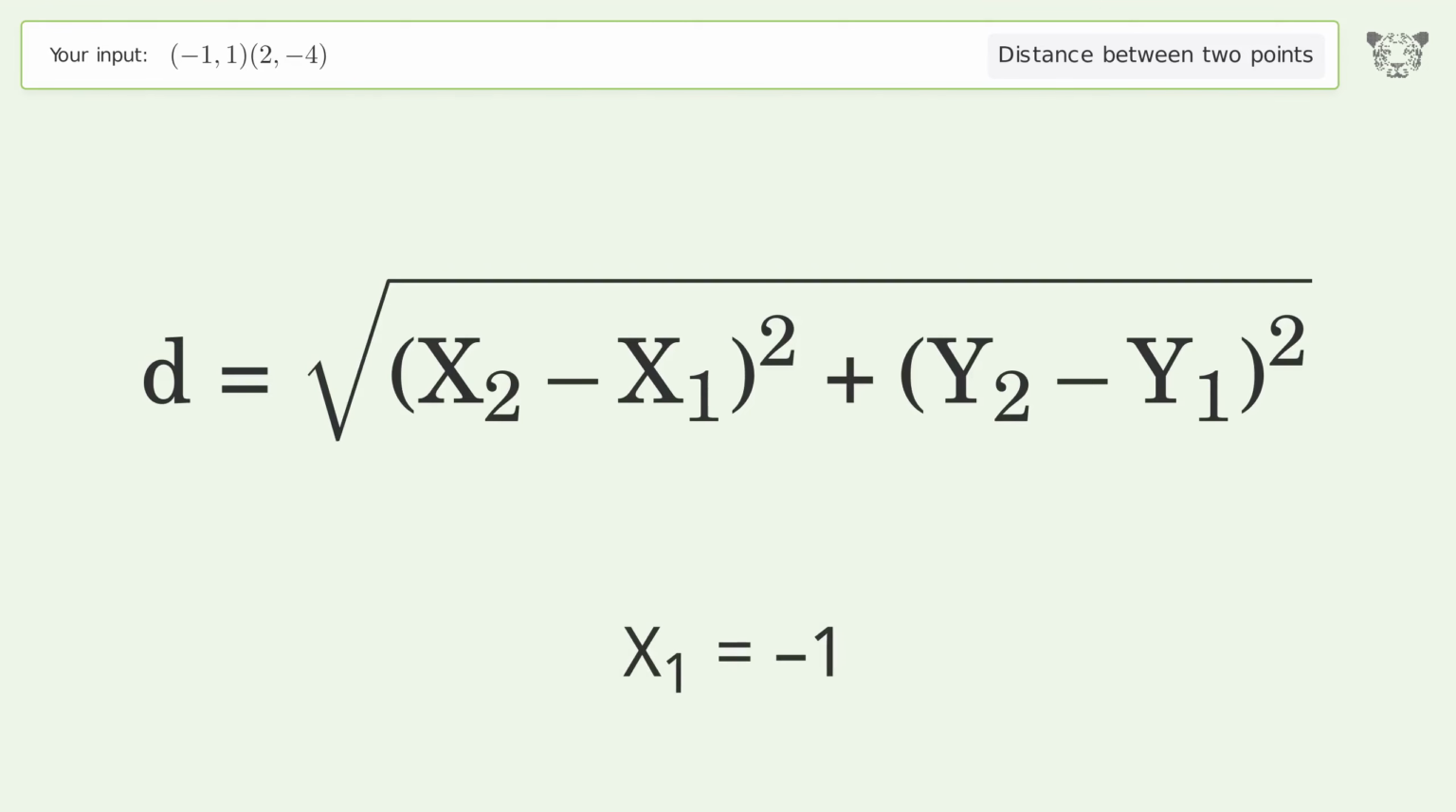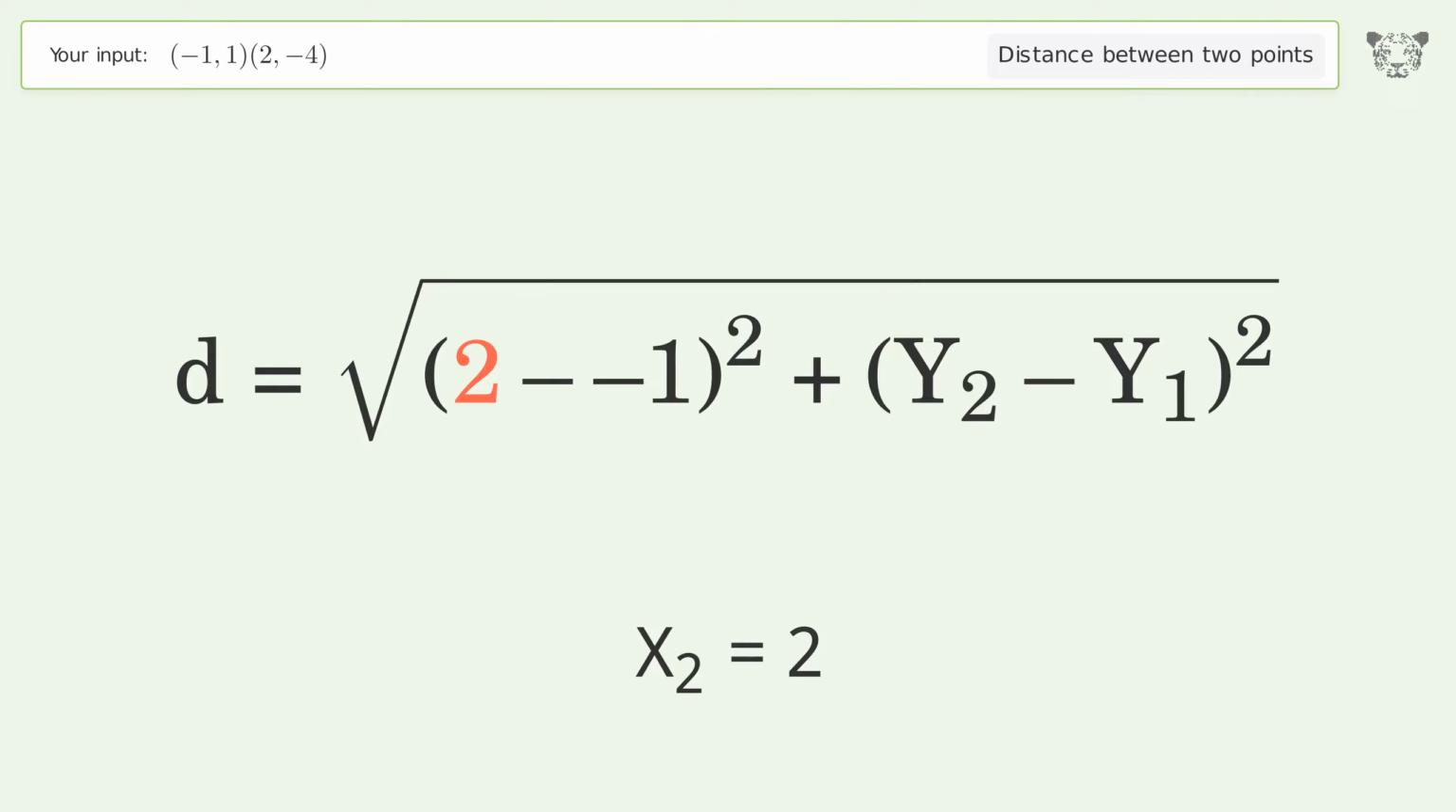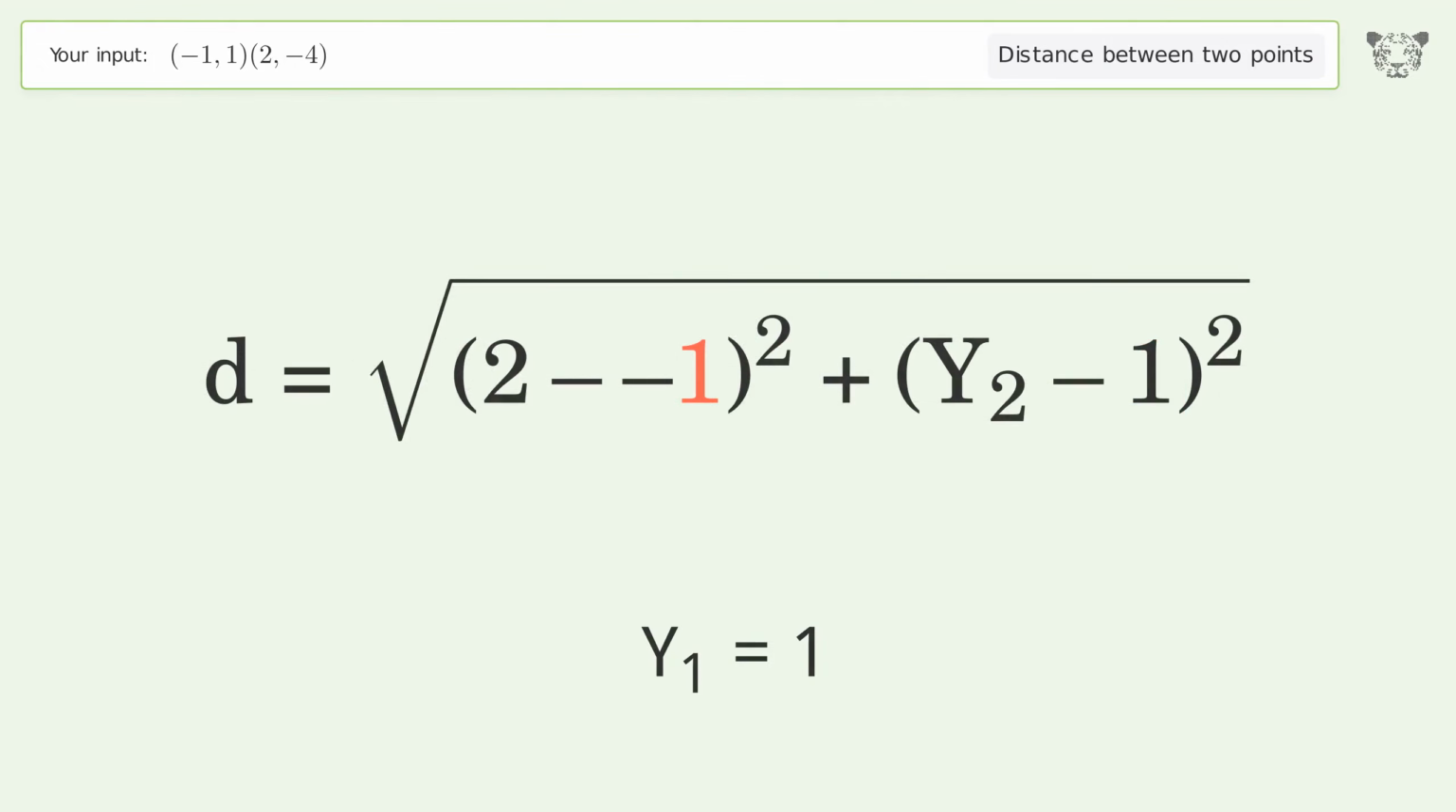x1 equals -1. x2 equals 2. y1 equals 1. y2 equals -4.